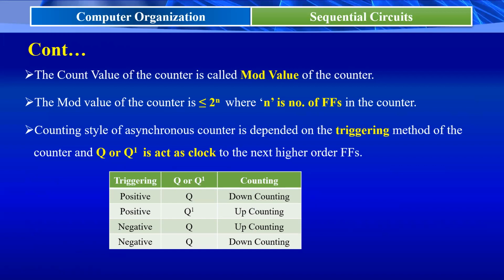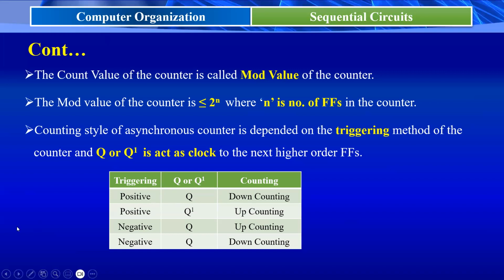The counting style of an asynchronous counter depends on the triggering method we use for the flip-flops, along with the output, either Q or Q bar of a previous flip-flop, that is connected to the next flip-flop as a clock pulse. Based on this, the counting style of the counter is defined, as mentioned in the following table. We know that there are two triggering notations: one is positive triggering and the second is negative triggering.